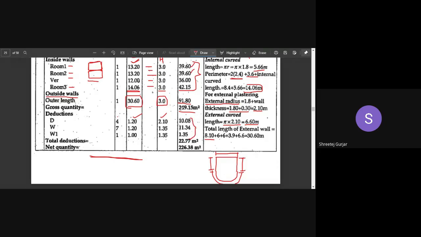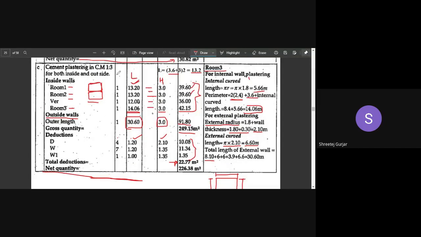And from this 249 gross quantity, you have to reduce your opening plastering. You reduce these deductions, and then you get your net quantity, that is 226.38 meters squared. So this is how you get your cement plastering. I hope this is clear.